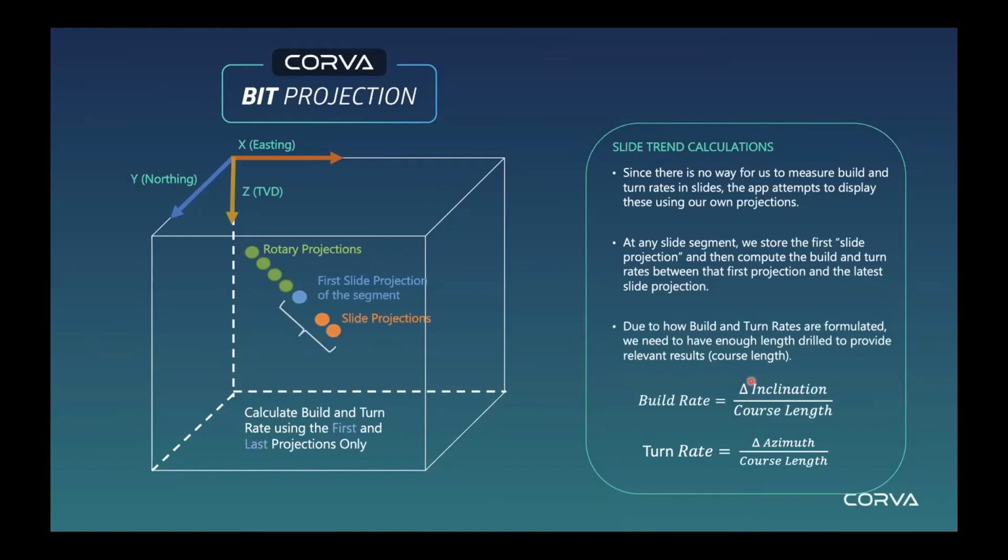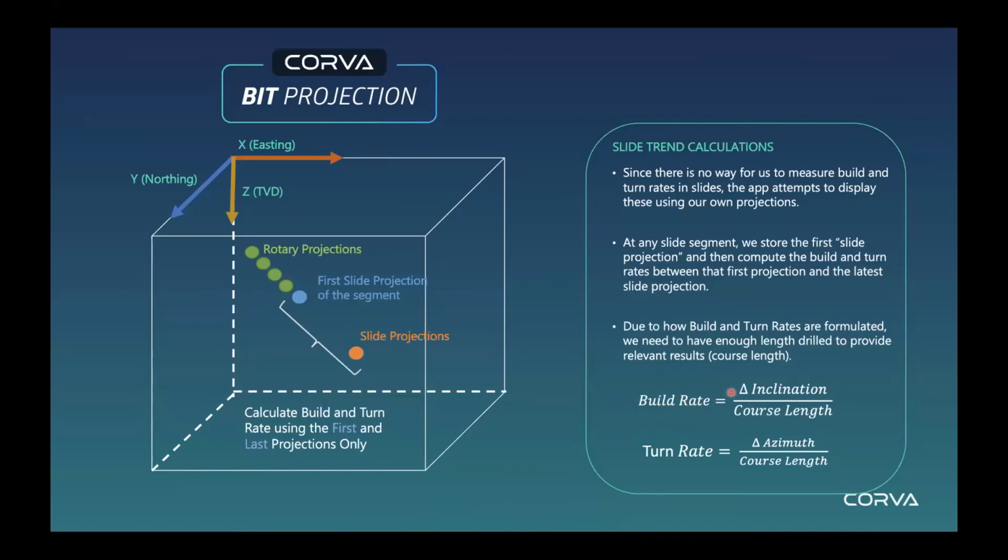So as you can see, moving along, they get a new data point. We calculate the distances between this, and that's how we're updating our build rates and turn rates in that slide projection. The other important thing to note here is, as the slide progresses, it gets a little bit longer. You can see if we're calculating your build rate.